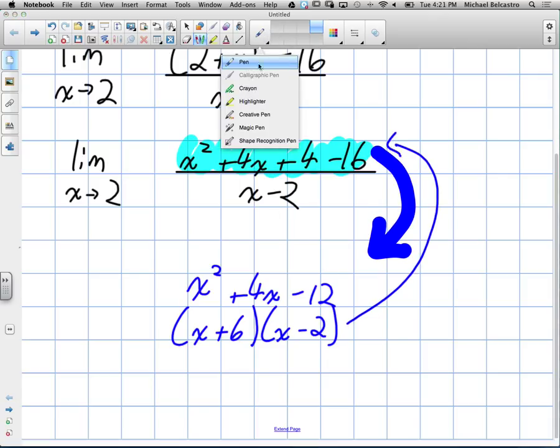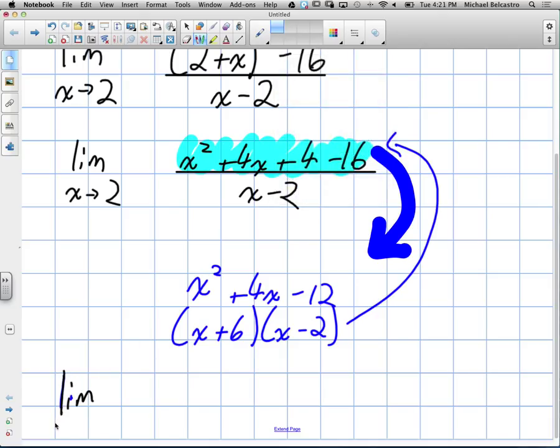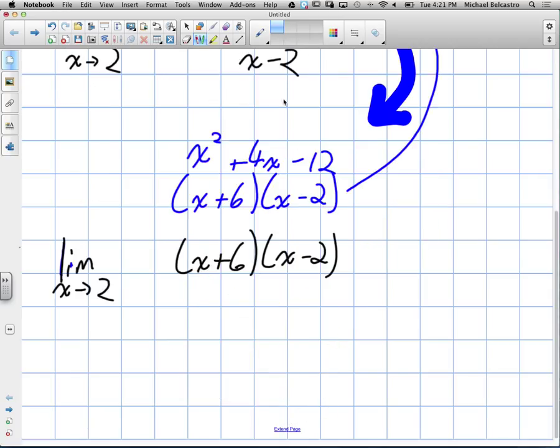So we'll continue the question a little lower just for space. Let's go back to black so we know that we're working with our limit again. We have the limit as x approaches 2, and what we get is x plus 6 times x minus 2, all divided by x minus 2, which means we can now cancel this part out.